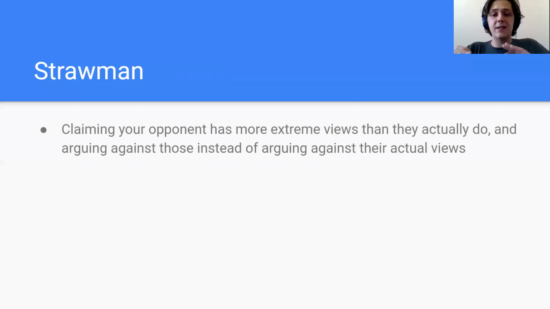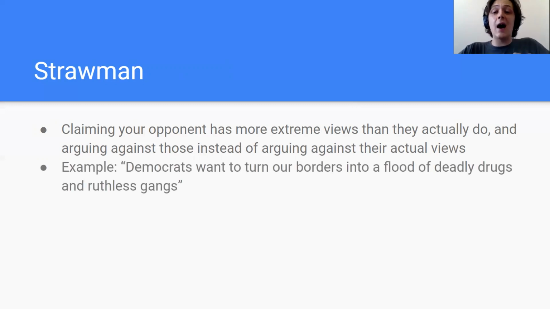So another fallacy is one that's harder to trick yourself with. This is more a fallacy used when people are arguing in bad faith. This is the Strawman Fallacy. The Strawman Fallacy is the fallacy of claiming that your opponent has more extreme views than they actually do, and then arguing against those caricature views, those more extreme views, instead of arguing against your opponent's actual views. And you'll see this a lot in politics.